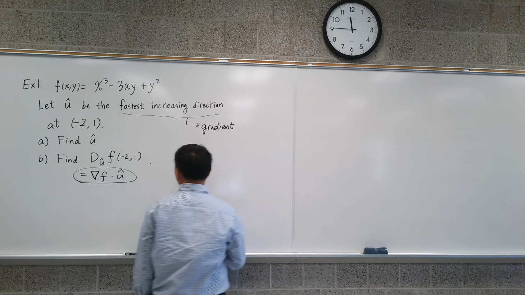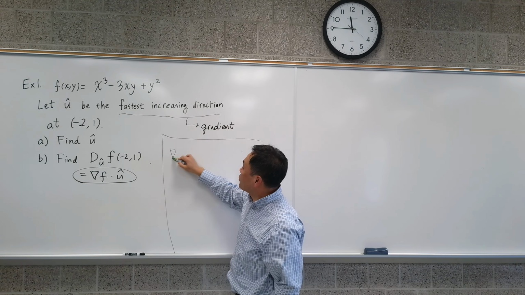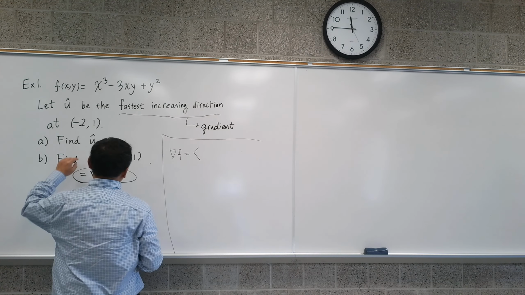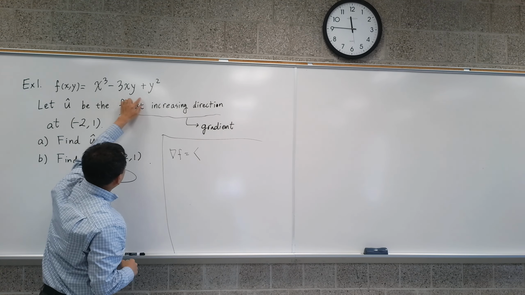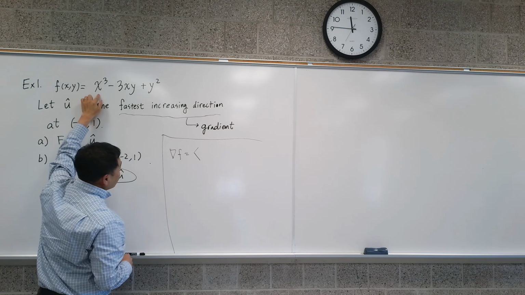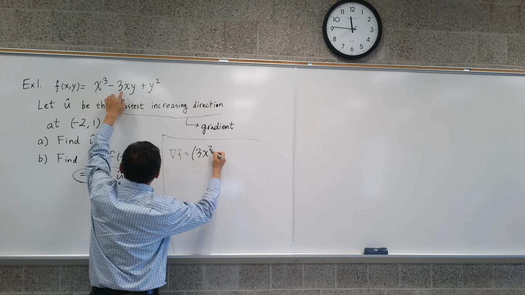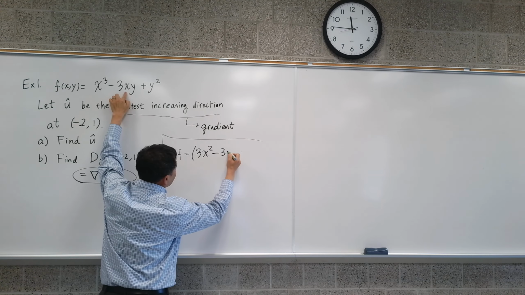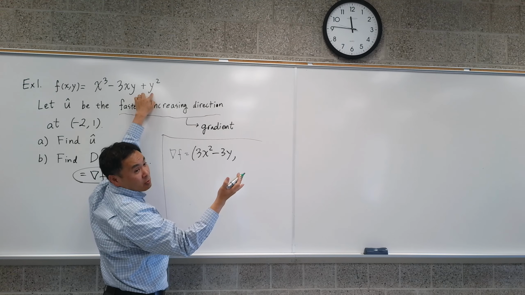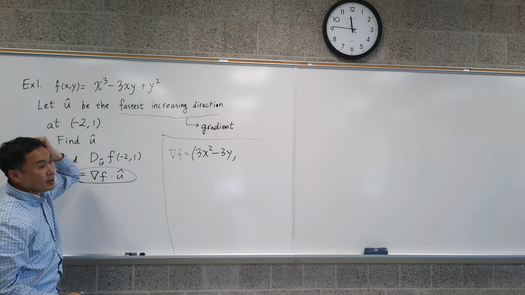Okay, so let's try this one by one. For part A, the gradient is calculated by taking the derivative with respect to x as a partial derivative. That means I'm keeping y as a constant. So x cubed gives you 3x squared. x differentiates to 1, so it's minus 3y. And then y squared differentiates to 0 because y is a constant. So this is the partial derivative of this function with respect to x.